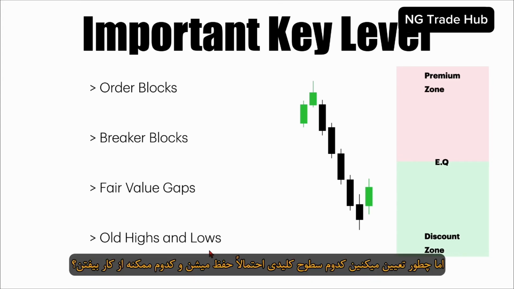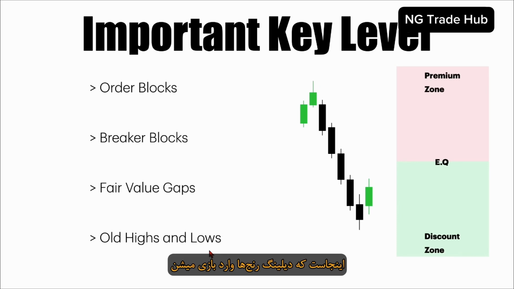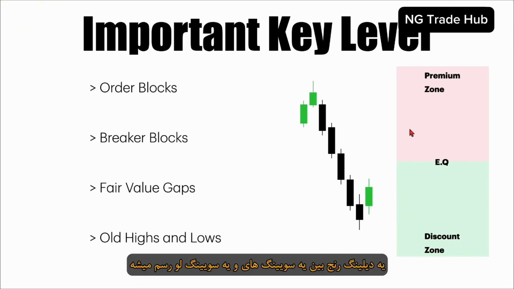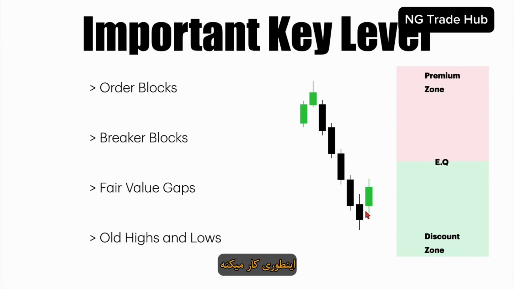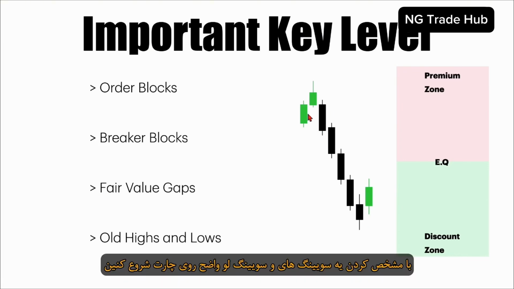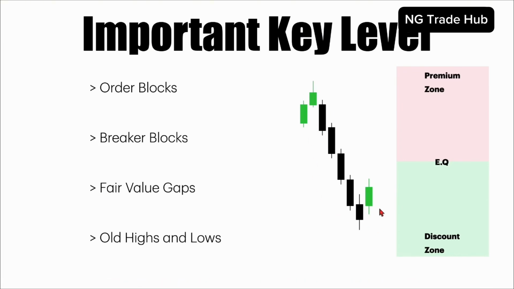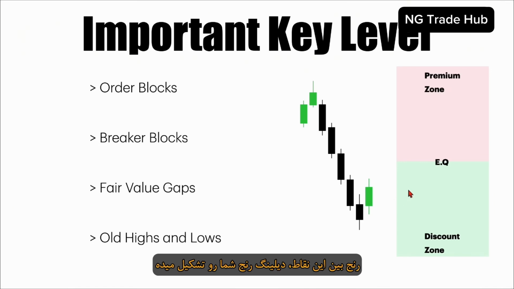But how do you determine which key levels are likely to hold and which might fail? This is where dealing ranges come into play. A dealing range is plotted between a swing high and swing low. Here's how it works. Start by marking a clear swing high and swing low on the chart. The range between these points forms your dealing range.